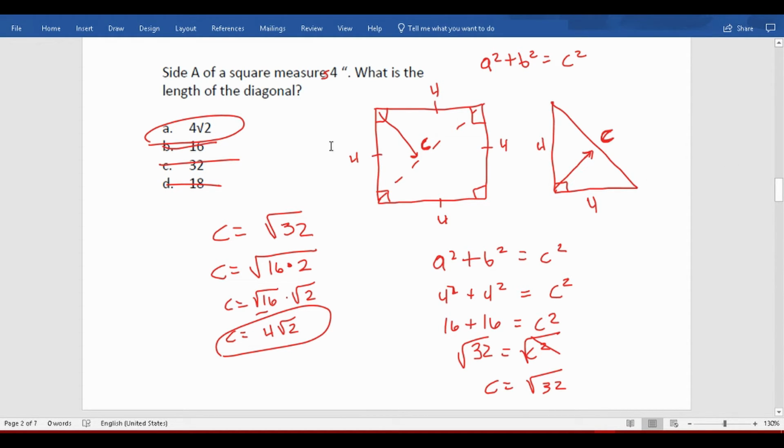Chances are you will see problems on the ASVAB that require you to use the Pythagorean theorem as well as deal with square roots.